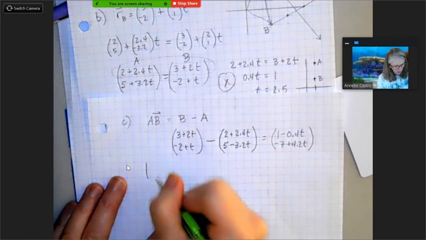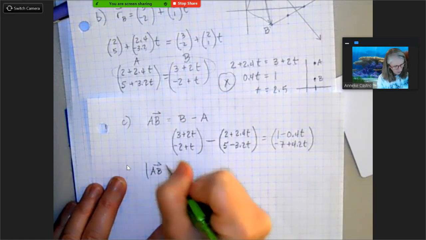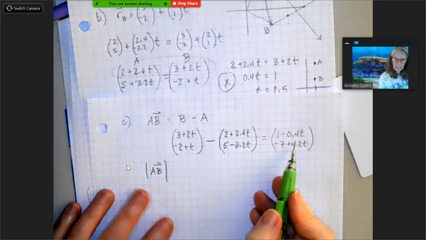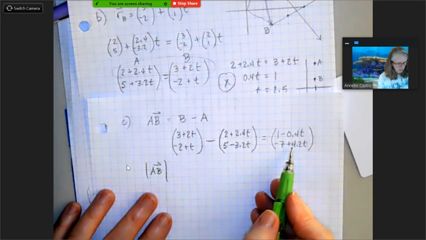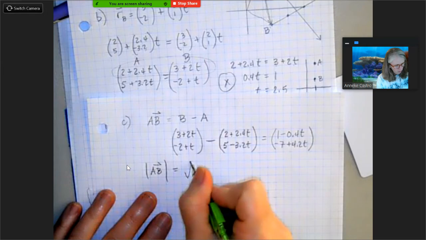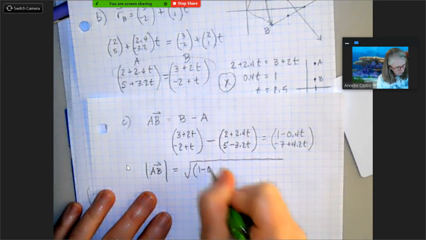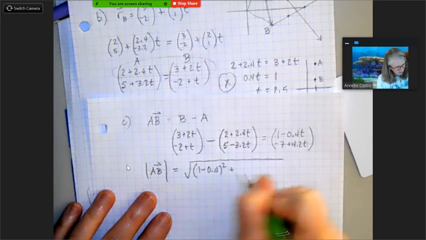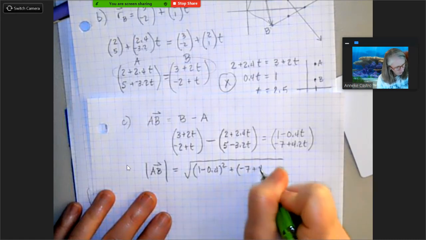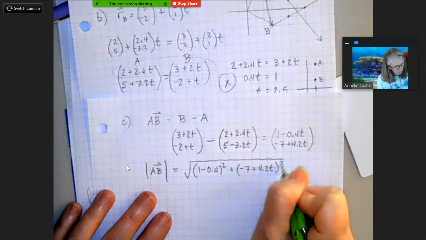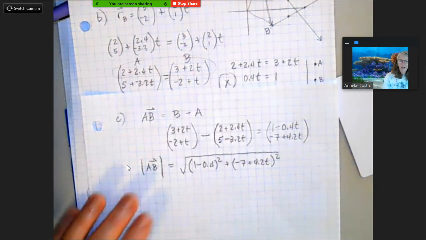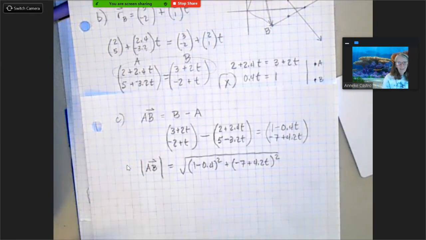Now I want the magnitude of that. I want the magnitude. That's how we get distance. I want the distance of this. So I'm going to do the square root of the x component squared plus the y component squared. Okay, now what? I want to know when this is small.